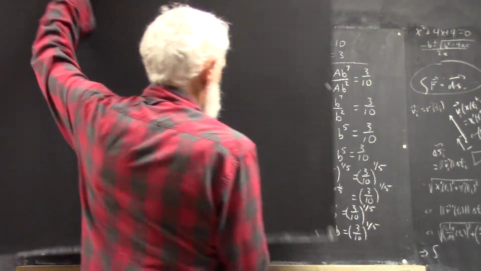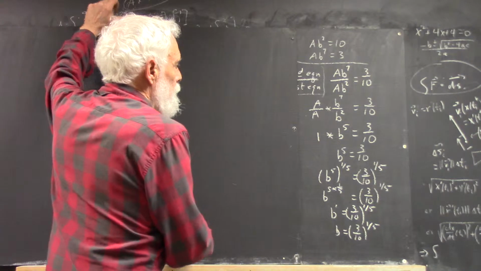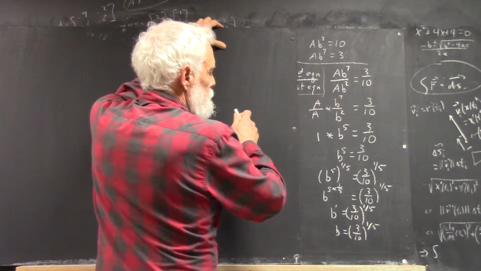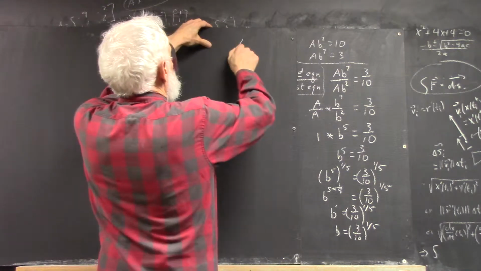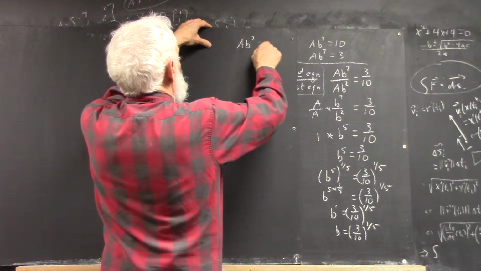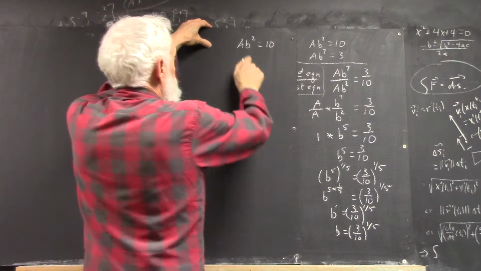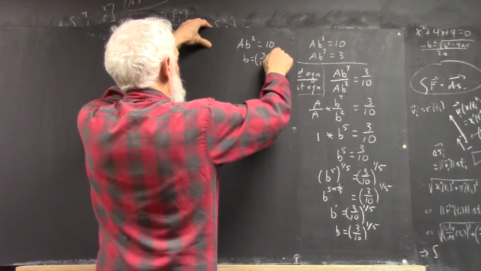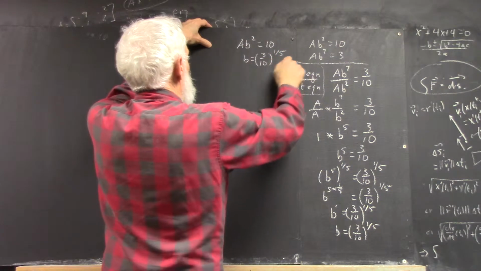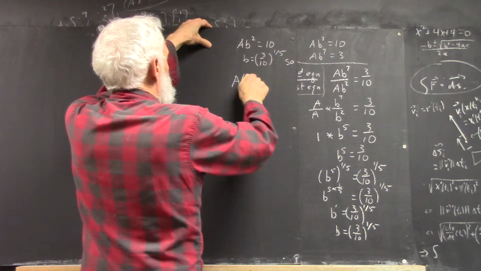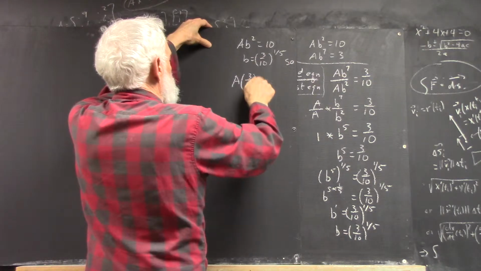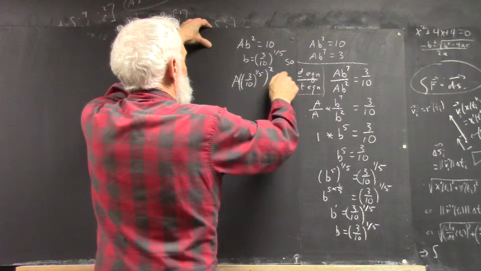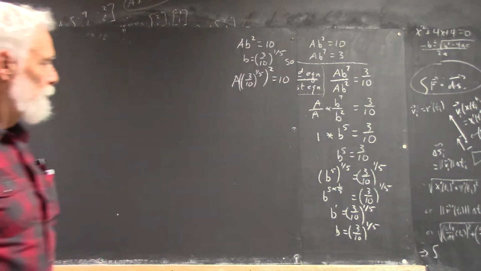So now I can say we got AB squared equals 10. I'll just pick that one. B equals 3/10 to the 1/5. So A times 3/10 to the 1/5 squared equals 10, right?